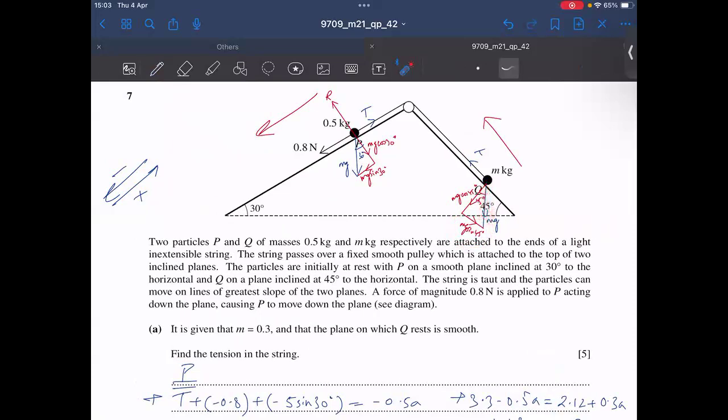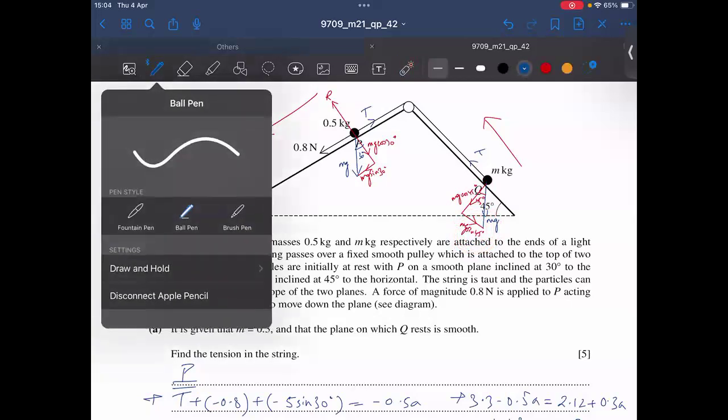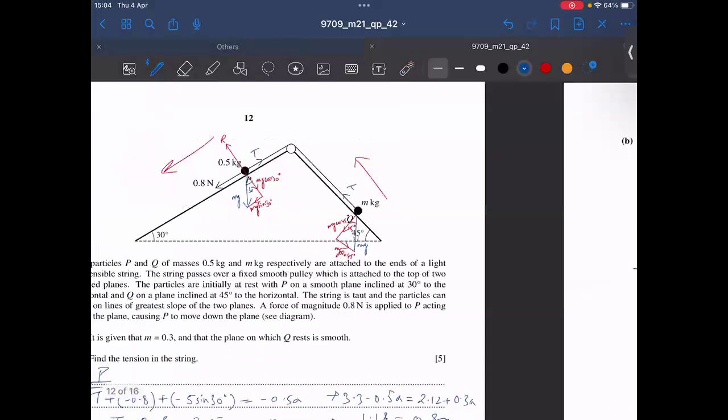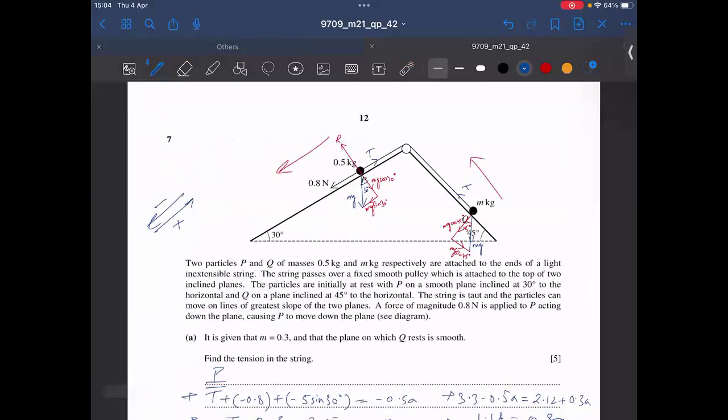And I'm not going to consider the component. You may just take this component that is acting along the plane, which is mg sine of 45. And how much work does this component of the force of gravity do? That is minus mg sine of 45 times 1. That's the work done by the component of gravity along the plane on Q.